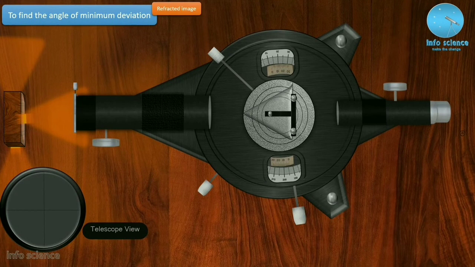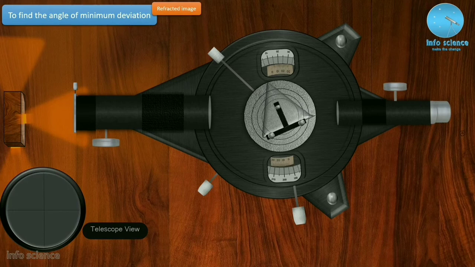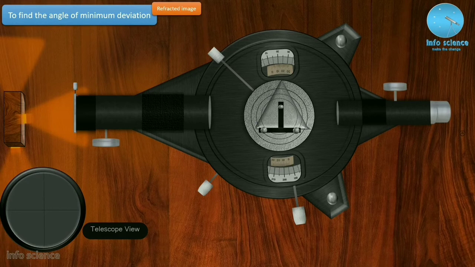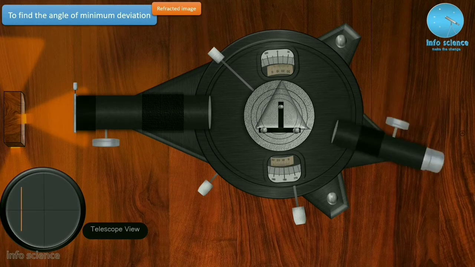So, as I mentioned earlier, we have to rotate the prism to a 90 degree from the initial adjustment. Now we have rotated the prism to a 90 degree. So you should also follow this procedure as you do the experiment in the lab. Now the telescope is turned to view the refracted image of the slit.